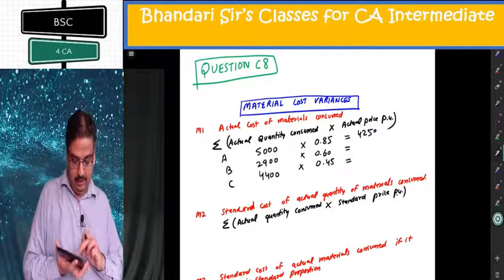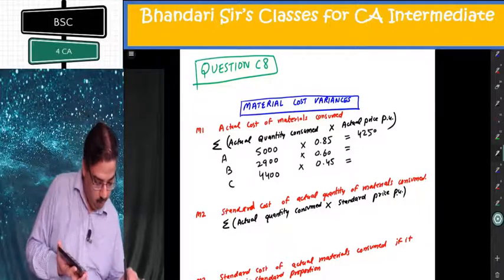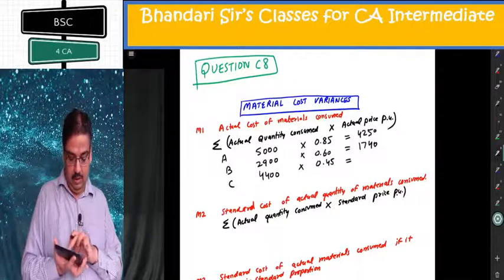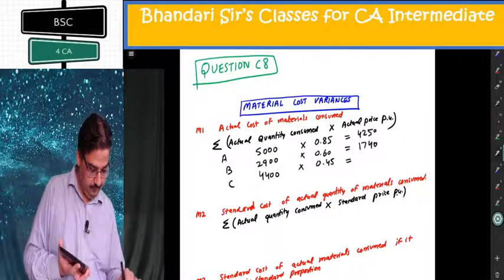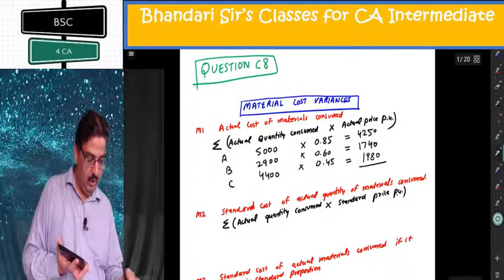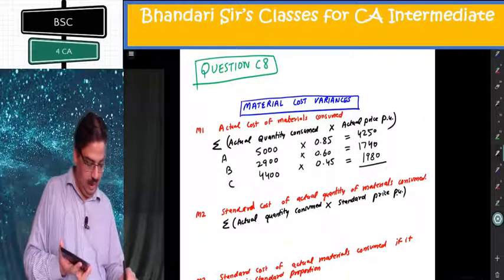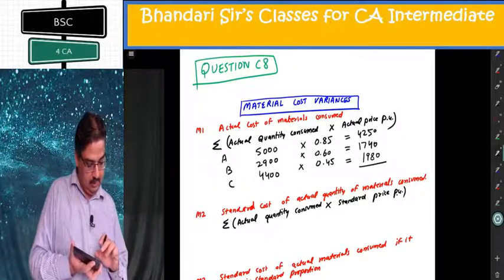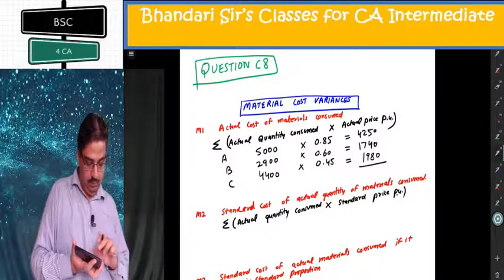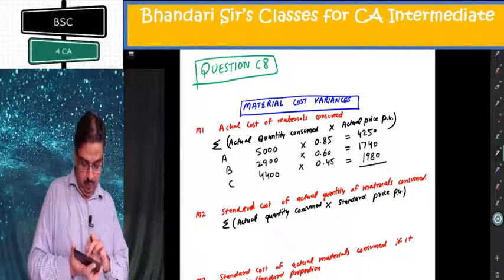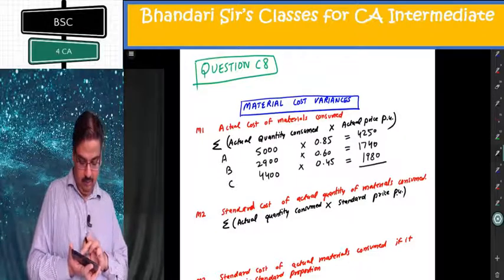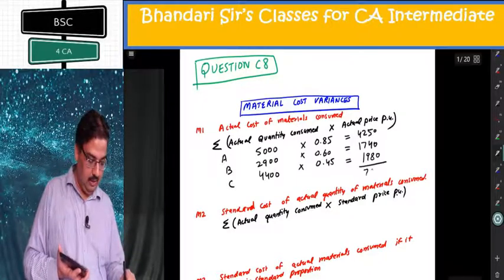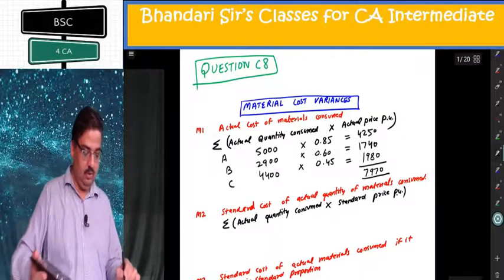2,900 into 0.60, 1740. 4,400 into 0.45, 1980. If I add them, 4250 plus 1740 plus 1980, I am getting 7970. This is M1.